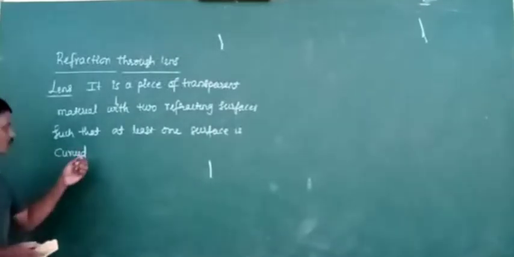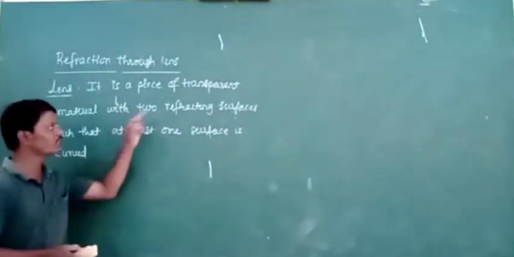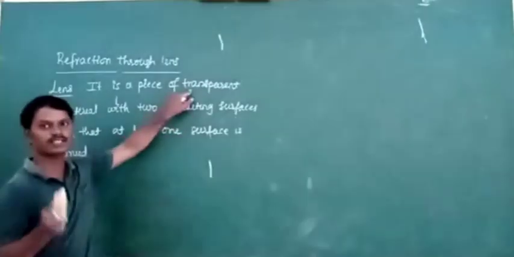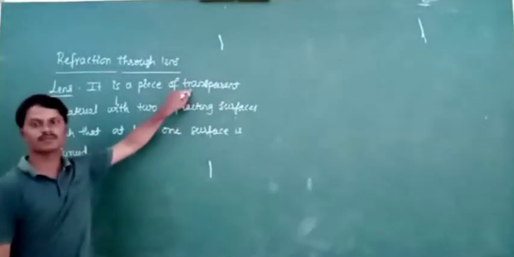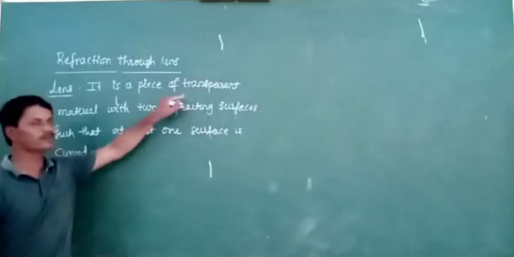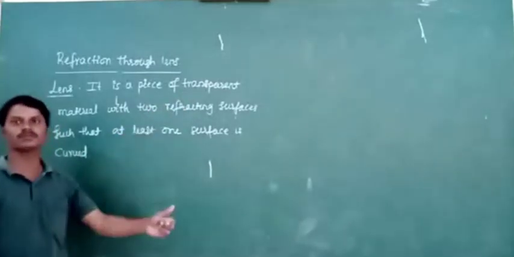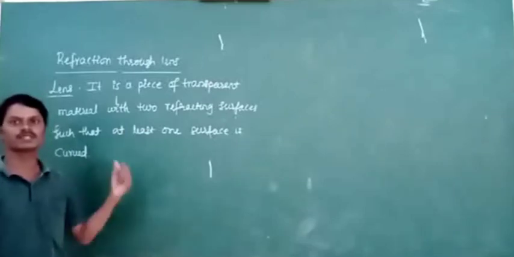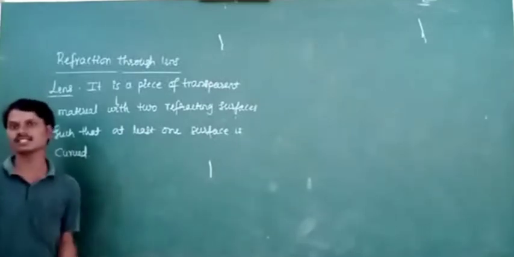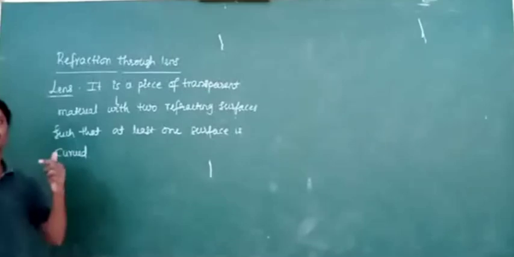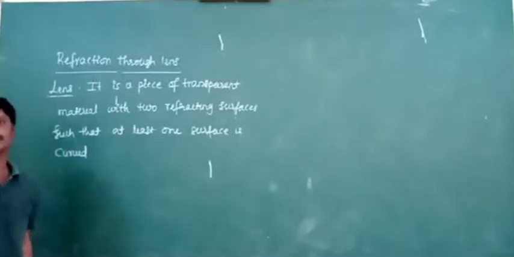Okay, so the refractive index of the material of the lens, for example, the material of the lens is glass. Lens is made up of glass. Now the refractive index of the glass is different from the refractive index of the surrounding medium. Suppose the surrounding medium is air, then the refractive index of the lens is greater than the refractive index of the surrounding medium, that is air.